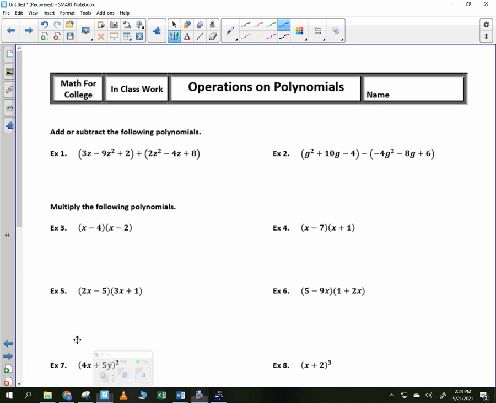Here we go. We are talking operations on polynomials today. And so you can see that the first operation will be addition. And when we add polynomials, we do something called combine like terms. So notice that negative 9z squared and 2z squared are like terms. So I write negative 7z squared. Traditionally, you write the polynomial so that the powers are descending. So you start with the largest power and then you work your way down.